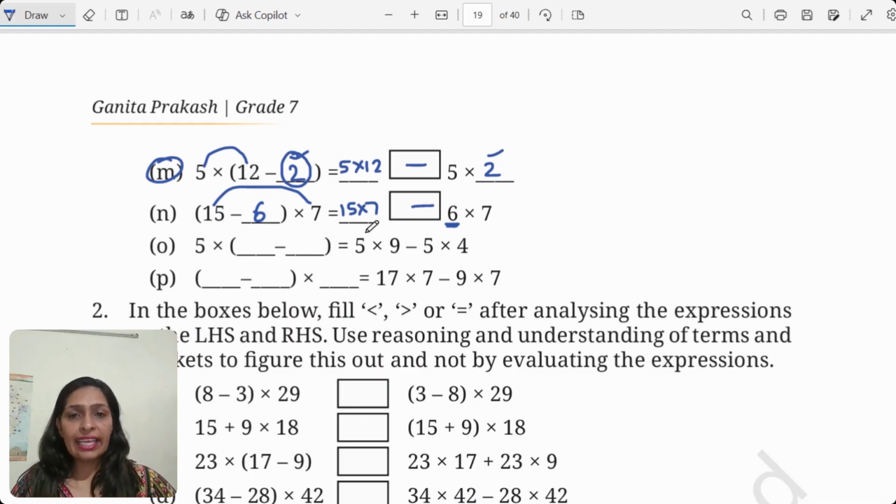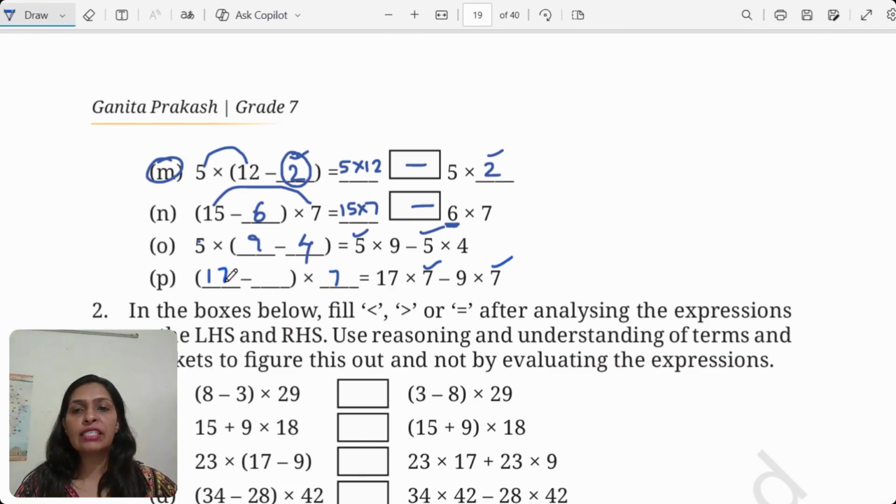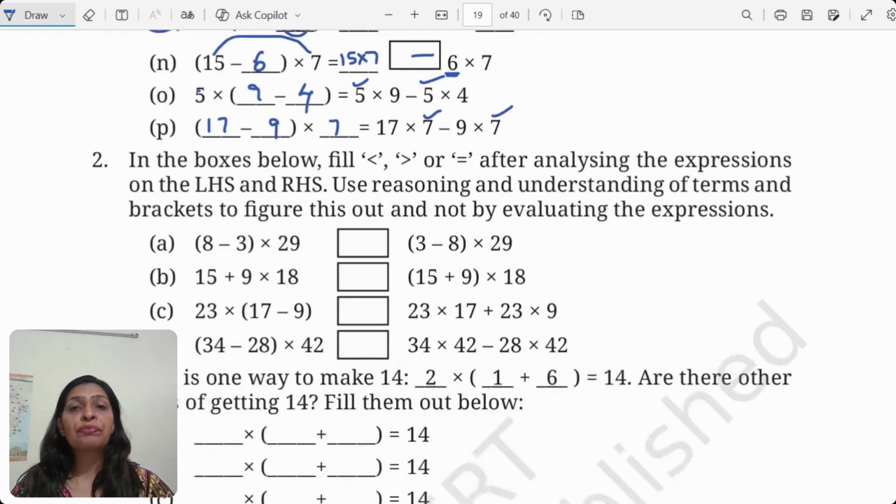Okay. Then the common number is 5, so I will write 5 here. What is left if 5 comes out? It is 9 minus 4. Lastly, the outside number will be the one which is coming in both the parts. So it is 7 which is coming for both the parts. So 7 is out, and we have 17 minus 9. Okay. So this is how we need to proceed and do these questions.